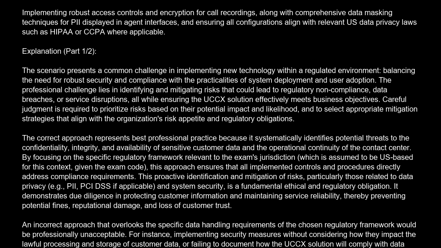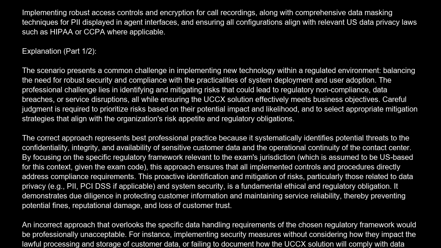Explanation. The scenario presents a common challenge in implementing new technology within a regulated environment, balancing the need for robust security and compliance with the practicalities of system deployment and user adoption. The professional challenge lies in identifying and mitigating risks that could lead to regulatory noncompliance, data breaches, or service disruptions, all while ensuring the UCCX solution effectively meets business objectives. Careful judgment is required to prioritize risks based on their potential impact and likelihood, and to select appropriate mitigation strategies that align with the organization's risk appetite and regulatory obligations.